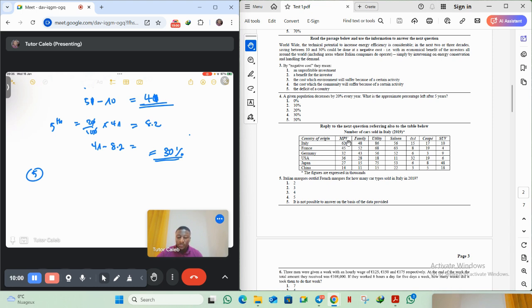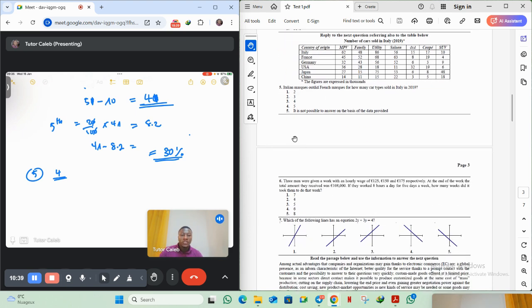Italy with France first year. MPV outdid. Then family didn't. Utility did, that's 2. Then salon didn't. 4x4 did. Then SUV also did. That will give us a total of 4. So our answer here, this is a numerical reasoning question. It outdid by 4. That's MPV, utility, 4x4, and SUV. That corresponds to answer 3.